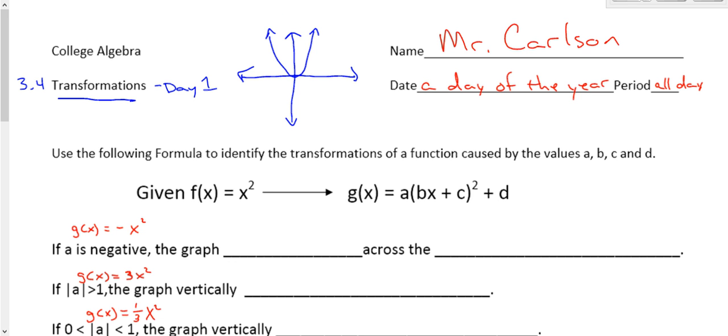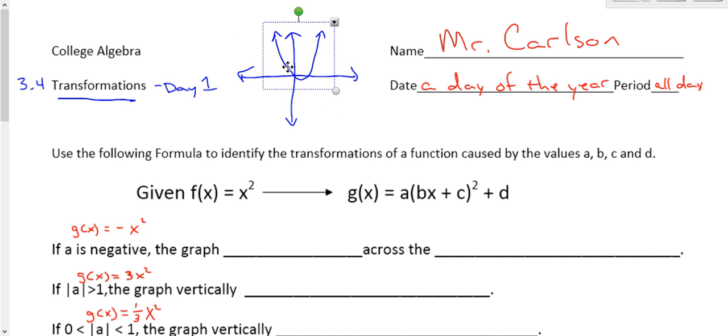When we're talking about transformations, we are talking about starting with this parabola that has the vertex at 0, 0, and having that parabola be shifted to the right or shifted to the left, shifted up or down. It could be reflected across the x-axis or even the y-axis, or it could be any combination of any of those.